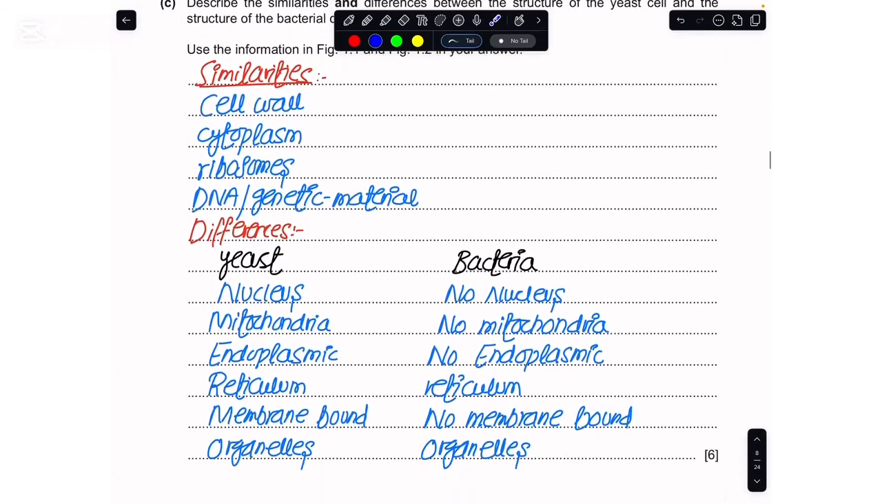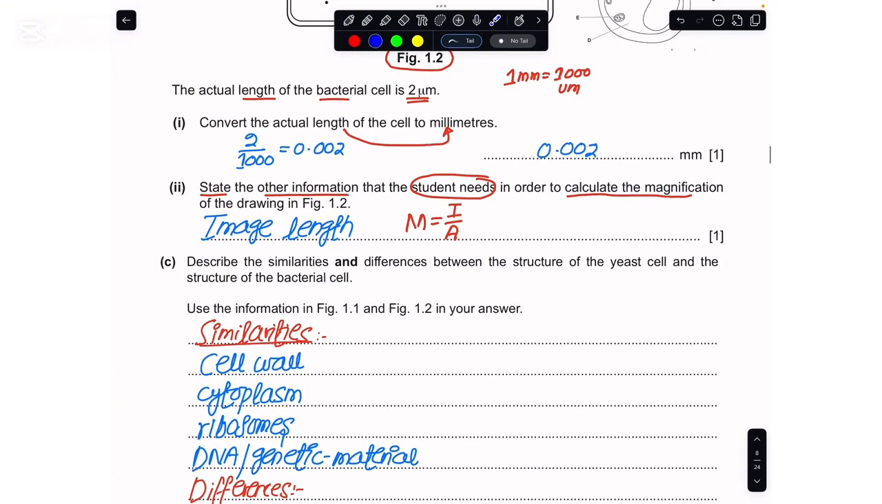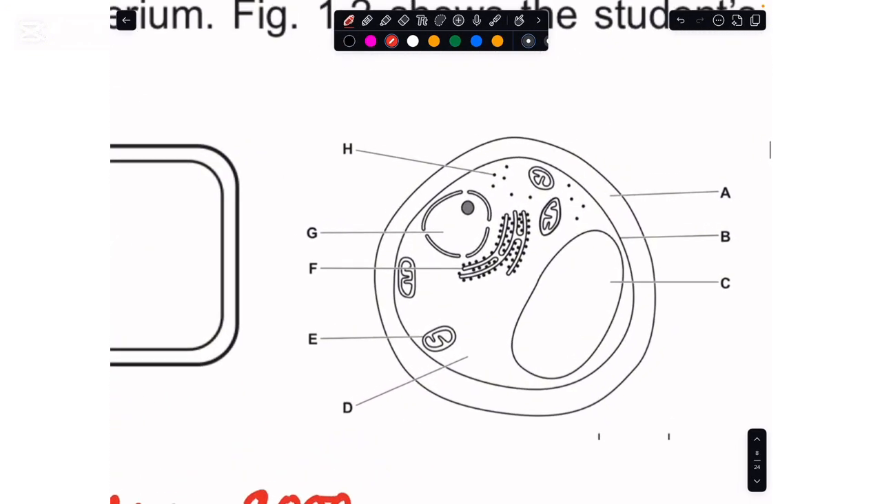And then for another 6 marks, the examiner wants you to only describe the similarities and the differences between the yeast cell and the structure of the bacterial cell. And here the examiner is vigilant that you are required to use the information from figure 1.1 and 1.2 in your answer. That is why I have just moved the above figure from here.